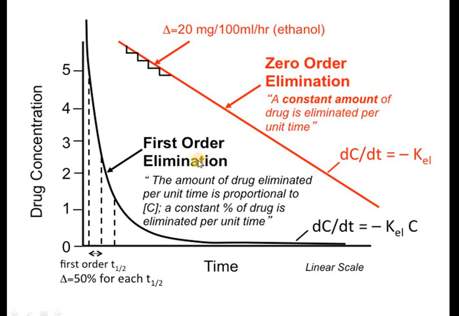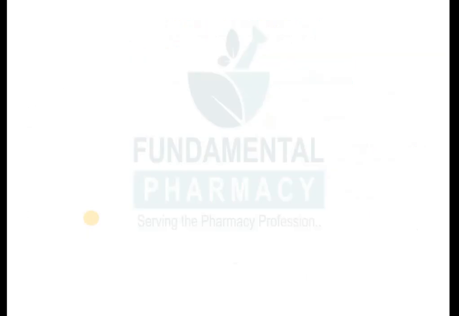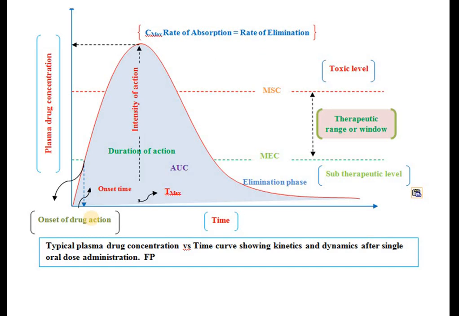In the first order, the amount of drug eliminated is directly proportional to the प्लाज्मा ड्रग कॉन्सेंट्रेशन, अगर ज्यादा है प्लाज्मा में कॉन्सेंट्रेशन तो ज्यादा एलिमिनेशन होगा, अगर कम है तो स्लोली एलिमिनेशन. Again there is one mixed order kinetics, that is depicted by the Michaelis-Menten equation. Again this is a typical plasma drug concentration versus time curve showing the kinetics and dynamics after a single oral dose. Suppose that you have taken a drug, so on the y-axis is your plasma drug concentration, and on the x-axis is time.